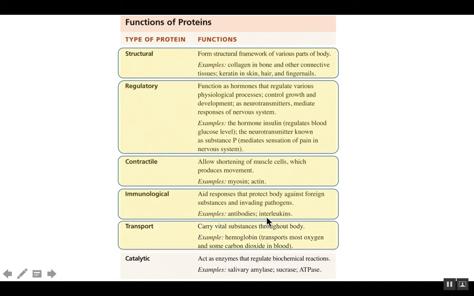They can be transporters, like hemoglobin. Hemoglobin transports oxygen and carbon dioxide throughout the body. So hemoglobin is a protein transporter. And then one of the most important functions of proteins is to be an enzyme. And enzymes are involved in catalyzing chemical reactions. A lot of our chemical reactions require protein enzymes. So proteins do quite a bit for the human cell.